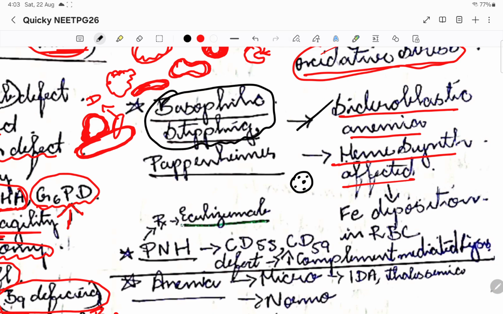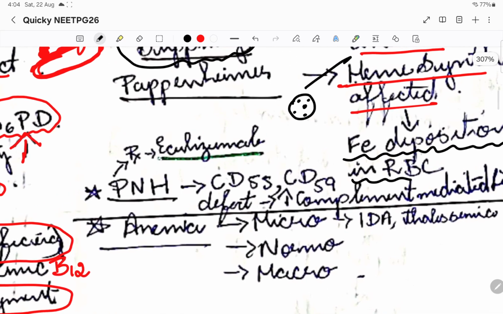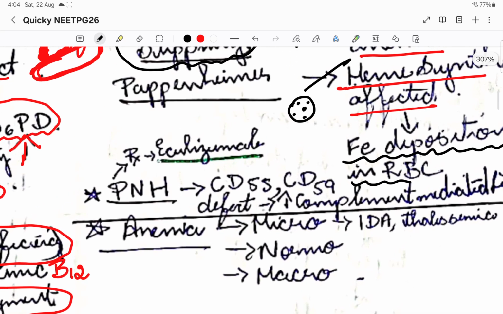Okay, this is known as sideroblastic anemia because of lead infestation, or it is also called heme synthesis defect. Where I told you, right, heme or Fe will be deposited in RBCs without a proper structure. Okay, then coming to PNH, that is very important. This should go into your sticky note.